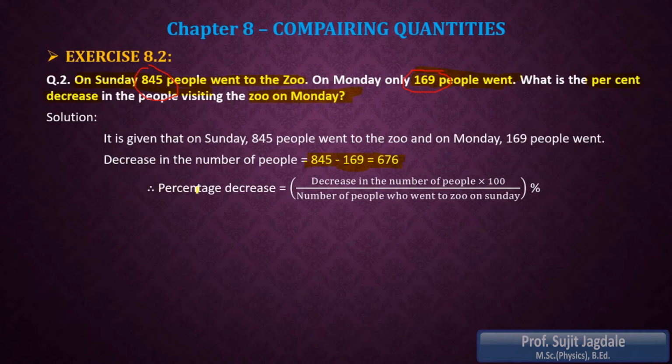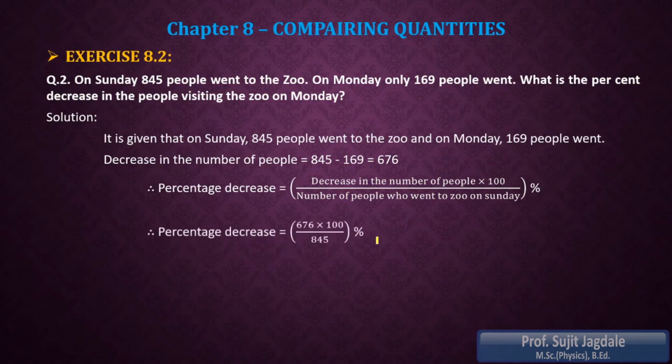So in order to calculate the percent decrease, we take the formula: decrease in number of people, in the numerator, and in the denominator the number of people who went to the zoo on Sunday, into 100. That will be the percent decrease, because we have to compare it with Sunday. So the number of people decreased is the numerator, and what we are comparing with is the denominator. Therefore, decrease in number of people into 100 divided by the number of people who went to the zoo on Sunday.